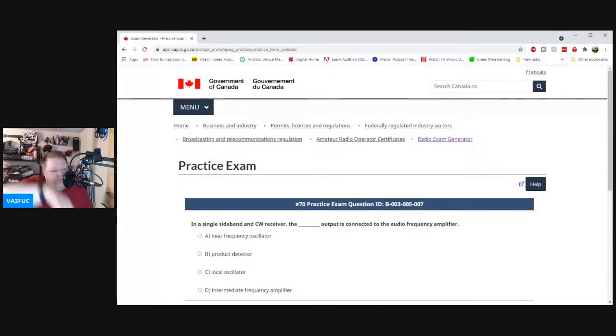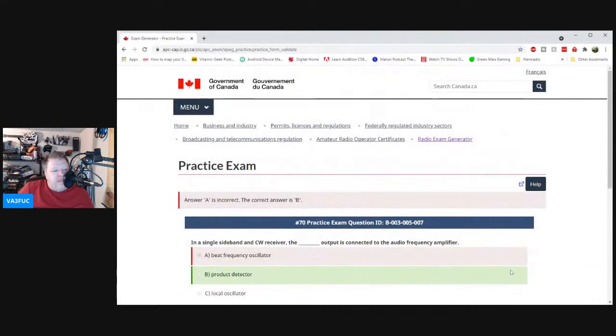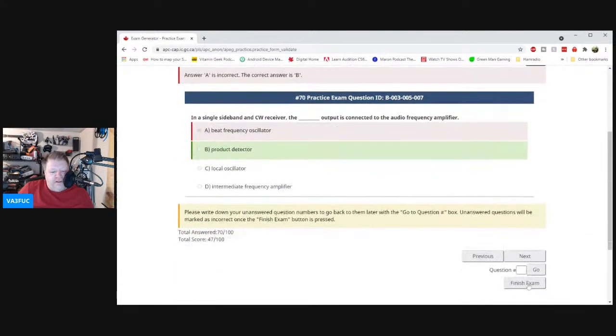But anyways, here we go. In single sideband and CW transceivers, the blank output is connected to the audio frequency amplifier. Internal frequency amplifier, product detector, beat frequency oscillator, or local oscillator. I'm going to use beat frequency oscillator. No, they're looking for a product detector.